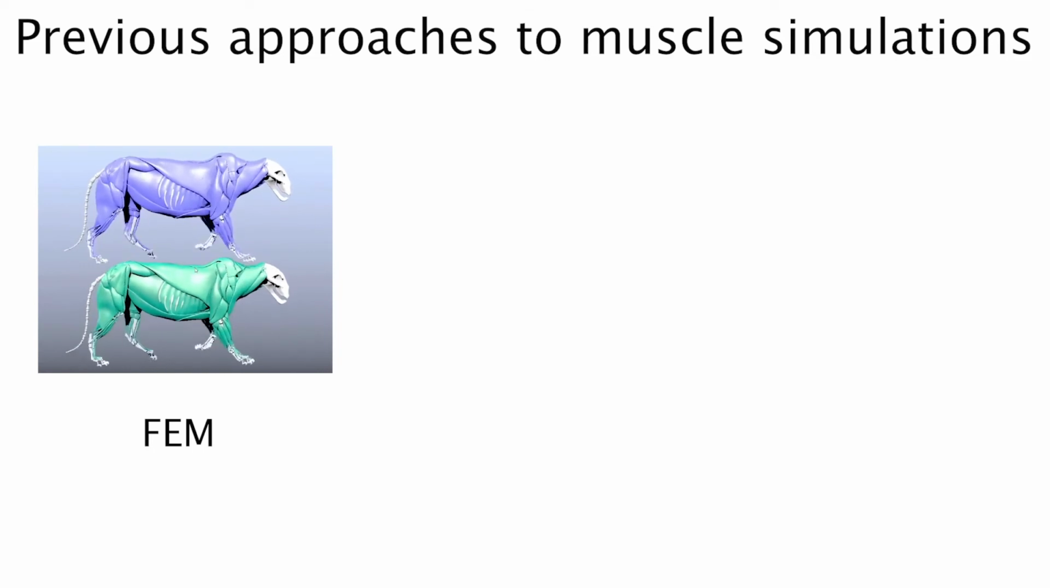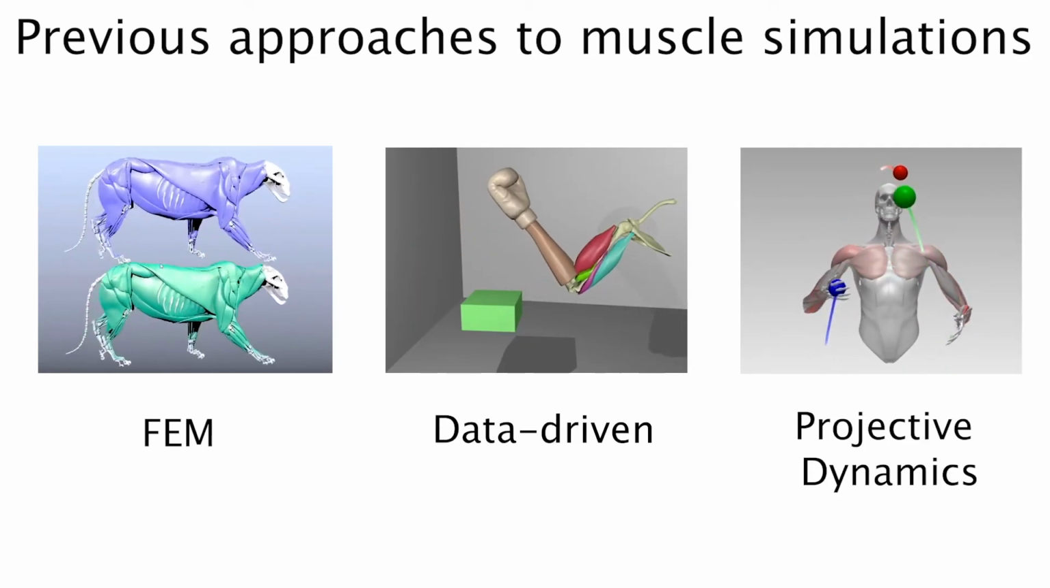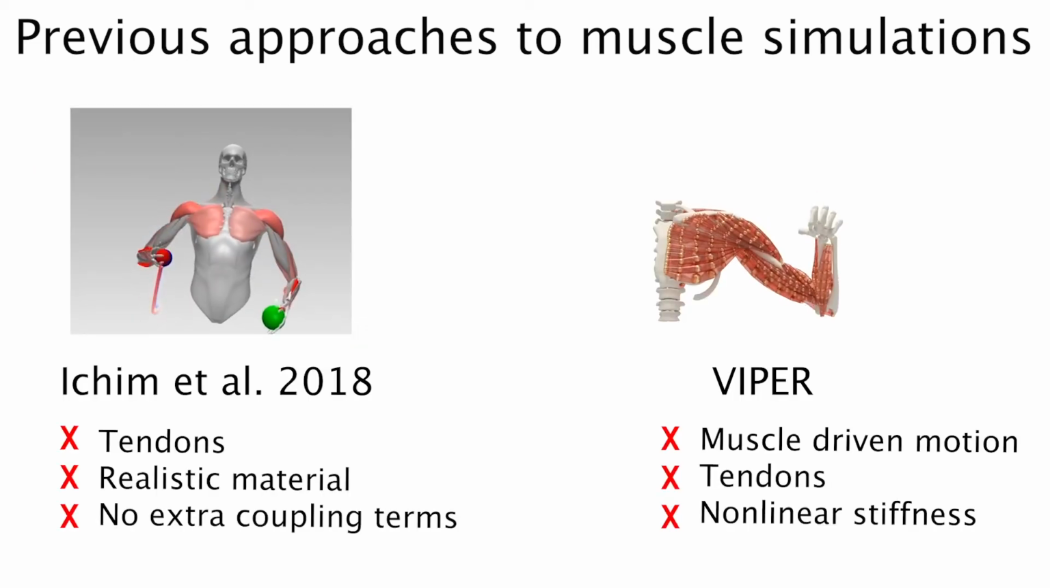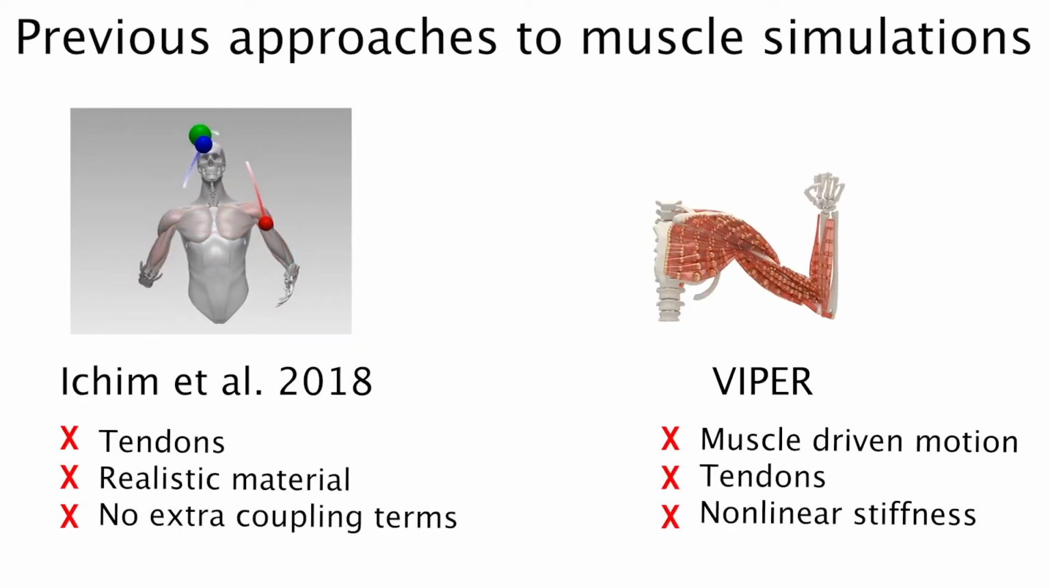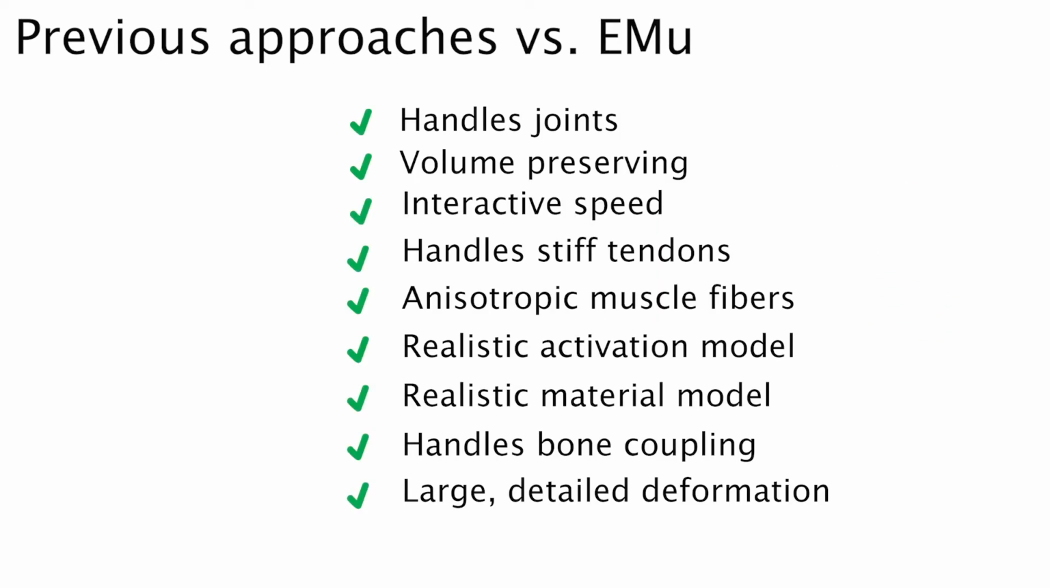Current state-of-the-art muscle simulations can be simplified into three categories: standard FEM, data-driven muscles, and constraint-based approaches like projective dynamics. Each of these approaches has limitations which prevent them from being a universal solution. We believe EMU is a one-stop-shop musculoskeletal simulation framework that brings us one step closer to ideal muscle-driven motion.